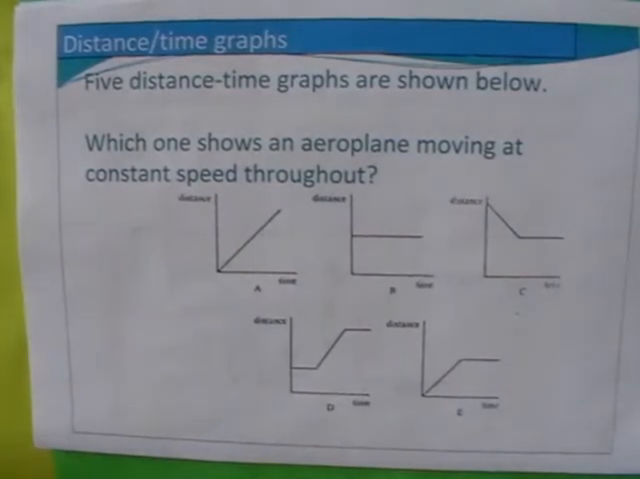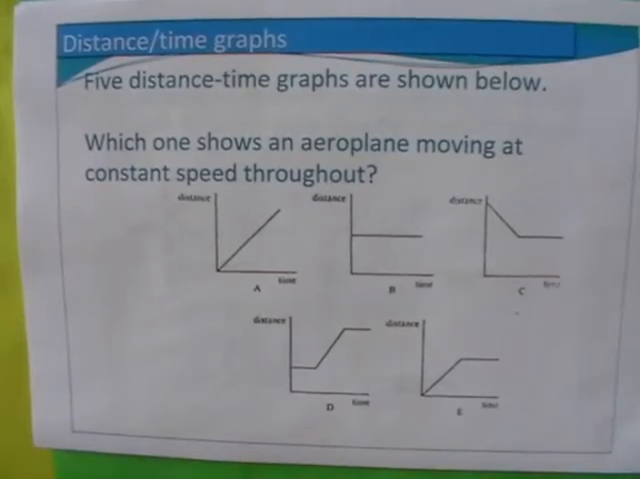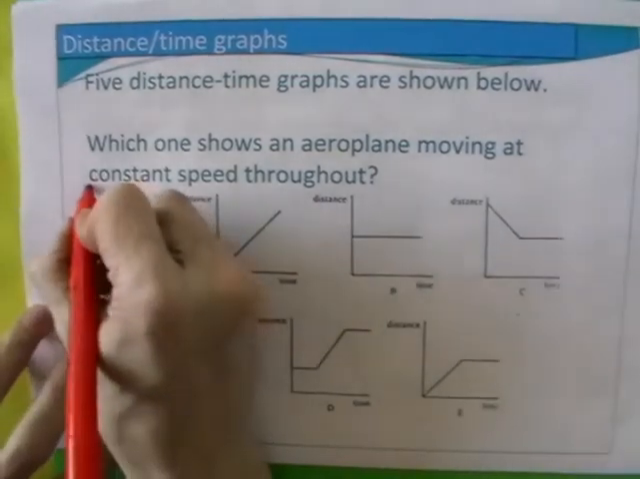Now we have a few questions. The first one is on distance time graphs. It says, which one shows an airplane moving at a constant speed throughout? And so you have 5 distance time graphs. You're looking for one which has a constant speed.